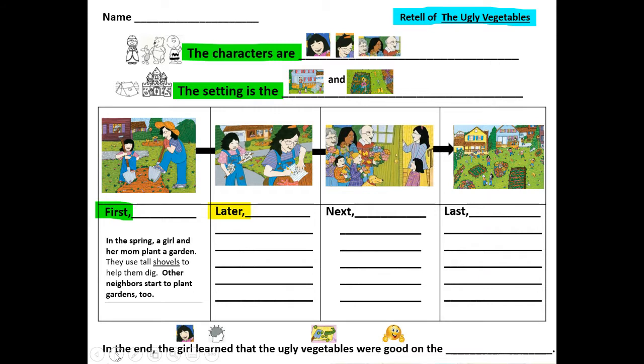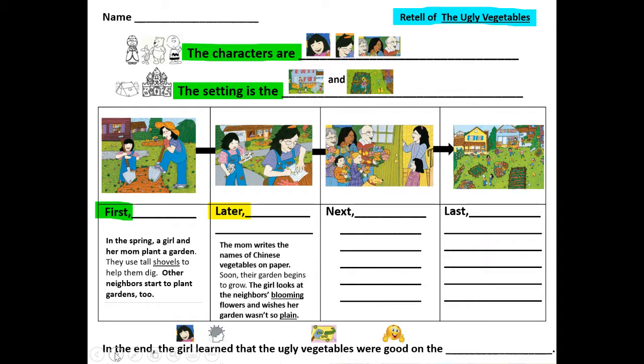Later, what does the mom do and what does the girl wish? Later, the mom writes the names of Chinese vegetables on paper. Soon, their garden begins to grow. The girl looks at the neighbors' blooming flowers and wishes her garden wasn't so plain.